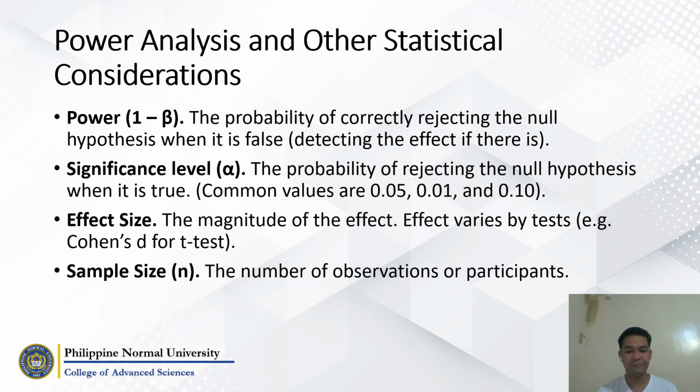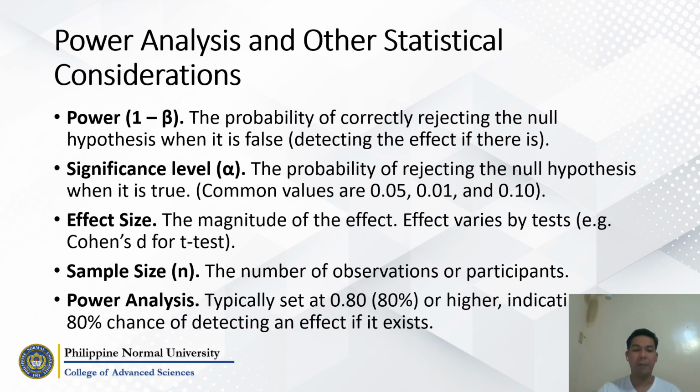Then your number of samples. So it's the sample size or the number of observations or participants, and the power analysis. Typically, it is set at 0.80 or higher, indicating an 80% chance of detecting an effect if it exists. In our LMS, I am going to provide also a tutorial on the use of G-Power and how we are going to use the G-Power in identifying our sample size.